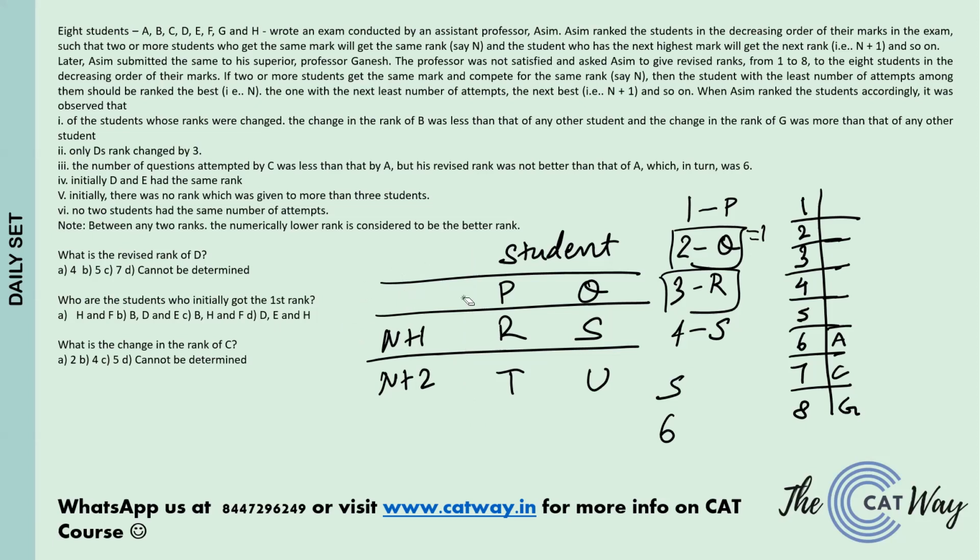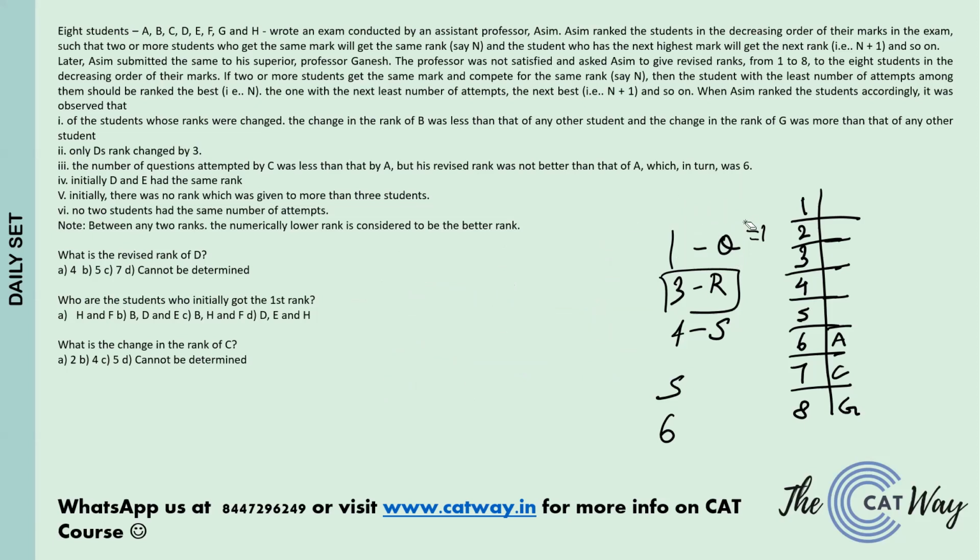Now removing all of this, what we can see is that the change in rank of B was the least. Okay, this has been given. So if the change was least, we can say that it must have changed by a value of 1. The rank of B must have changed by the value of 1. Acha, now it means that there must have been two other people in the same initial rank of B. Why would there have been two other people in the same rank of B?